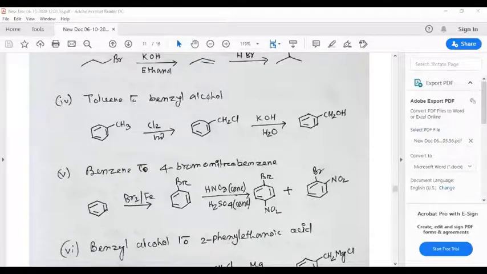When benzyl chloride is treated with aqueous potassium hydroxide, it forms benzyl alcohol. The chlorine is replaced by the hydroxide.